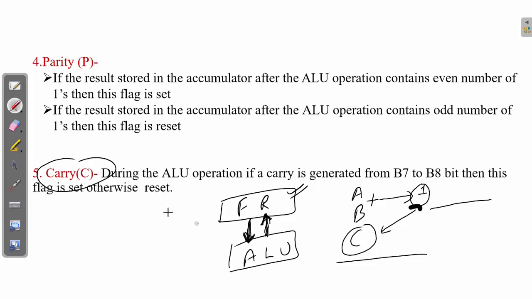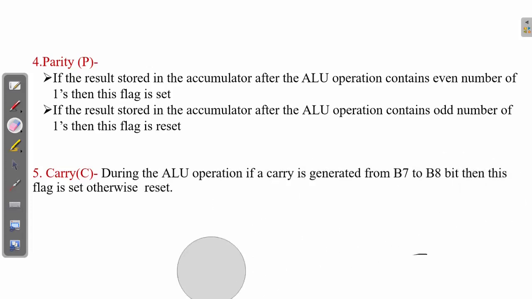Is it clear now? So why is this arrow like this? Because both the ALU and the flag register are constantly getting updated. After every operation, they will get updated. They will just observe each other and keep on updating themselves. So that's why the arrow is like this. I hope I have made you understand. If you have any other doubt, kindly confirm with me.